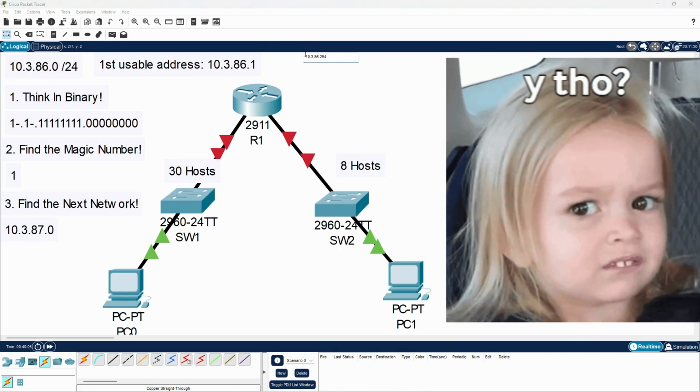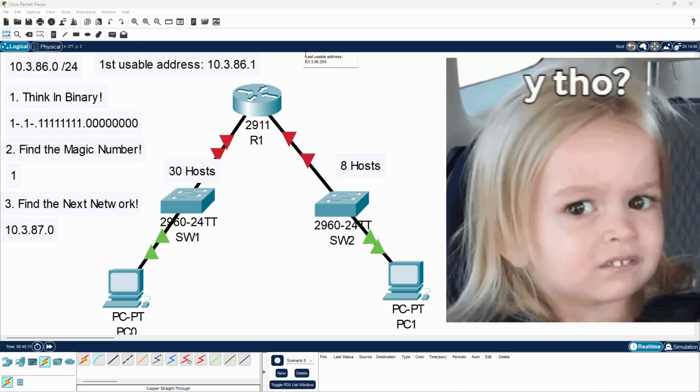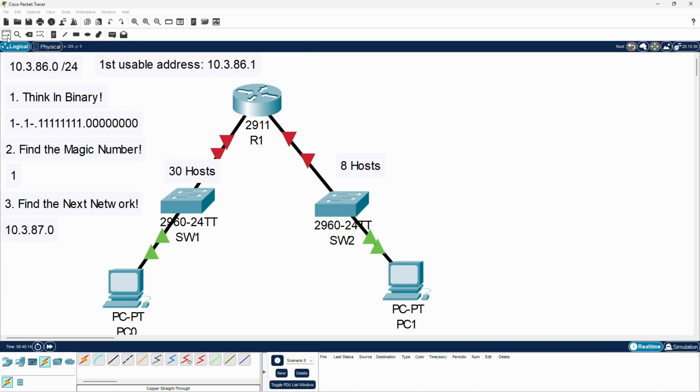Now, why is this right here the last usable instead of like 255? That might be a question you have. Well, that's a great question. The reason we can't use 255 is because 255 is actually the broadcast address. Remember, in IPv4, there's always going to be a network address and a broadcast address. The network address is always the very first address in a network scheme, and the broadcast address is always the very last, at the end of the range.